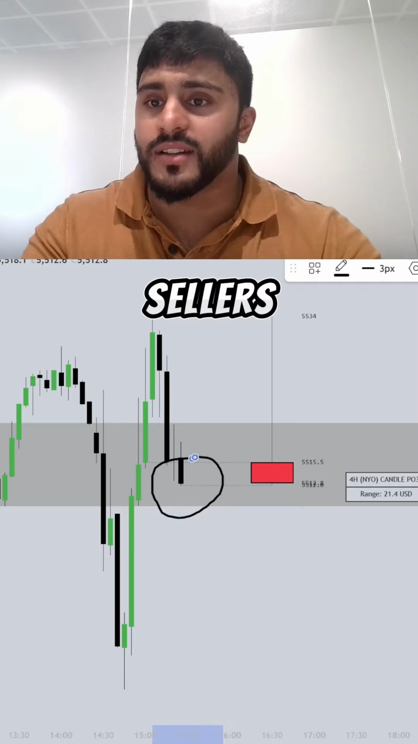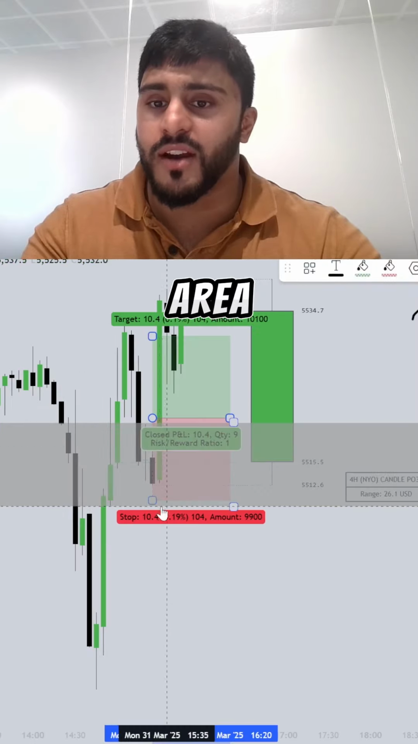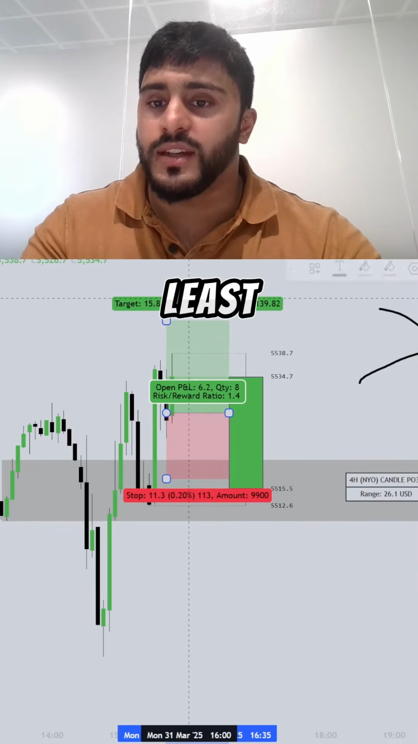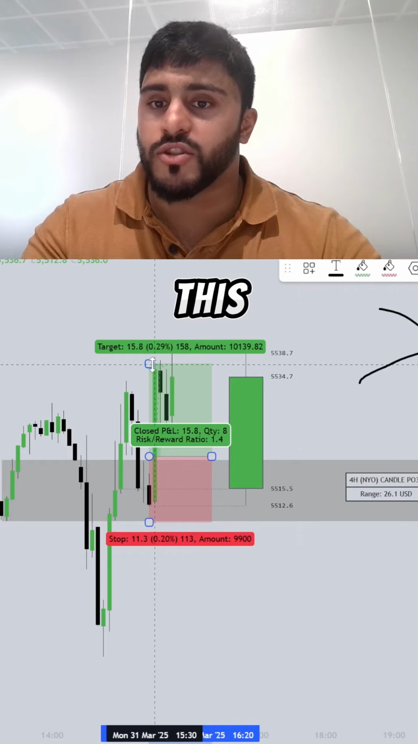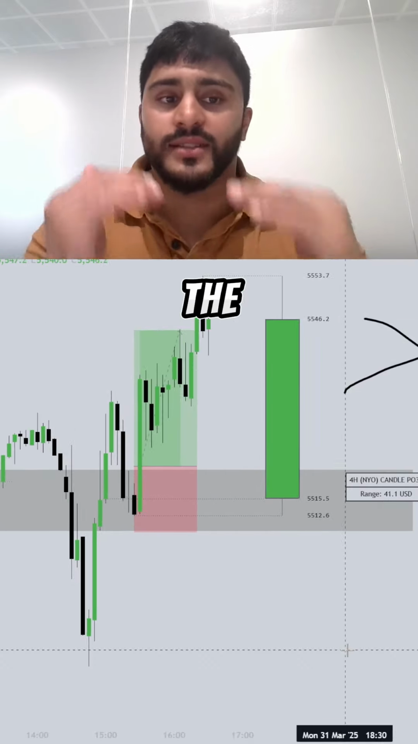From here, because the sellers have failed, we can now look for buys, right? So we can now take a long position from this area. We can have our stop loss just below this zone. And in reality, you're aiming for at least a 1 to 2 risk reward, right? So we just allow this trade to play out. We're aiming for a 1 to 2 risk reward after we can see the sellers have failed.